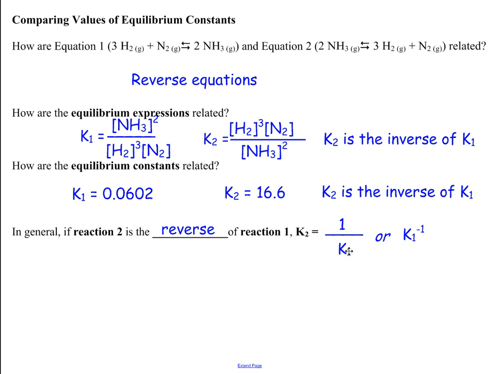That's going to be useful for us later when we start to really get into the calculations with these, because we'll see that if we can easily, in an experiment, find the equilibrium constant for one reaction, we can mathematically determine the equilibrium constant for the reverse reaction. We'll take a look at that probably in a couple of days.